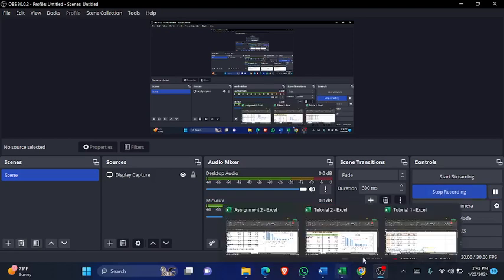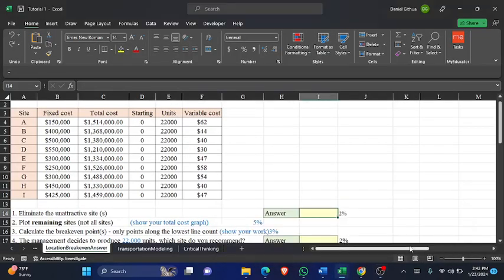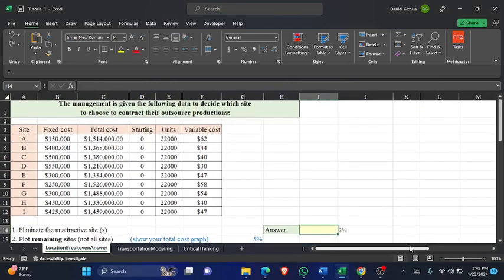So today we are going to do the location break even. Now we have a question here and it says the management is given the following data to decide which site to choose to contract their ad source productions. The first question says eliminate the unattractive sites. For me to eliminate the unattractive sites, I check the fixed cost, total cost, and variable cost.